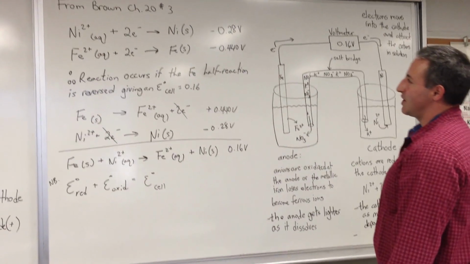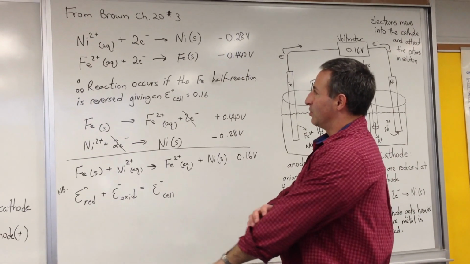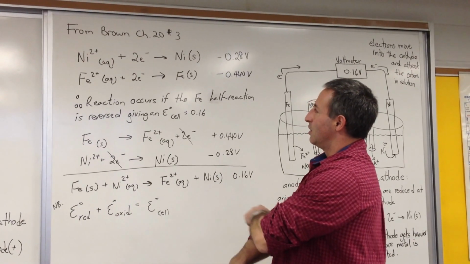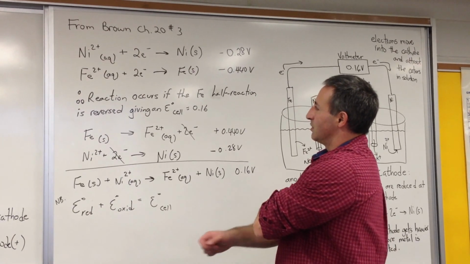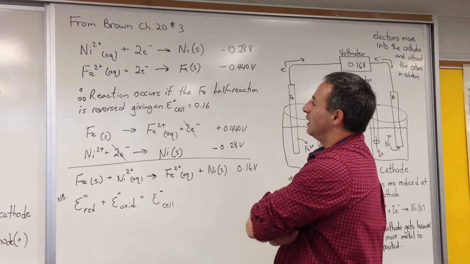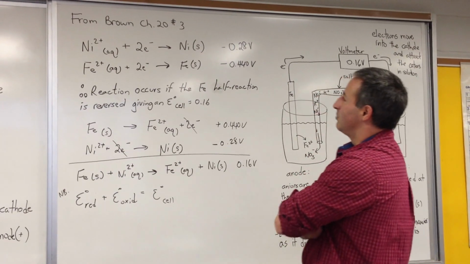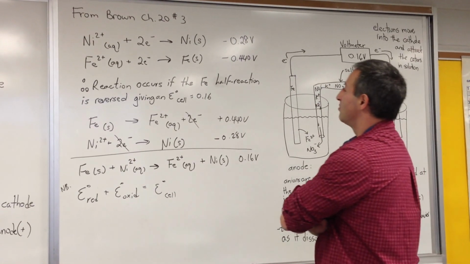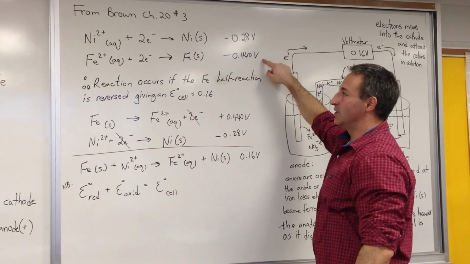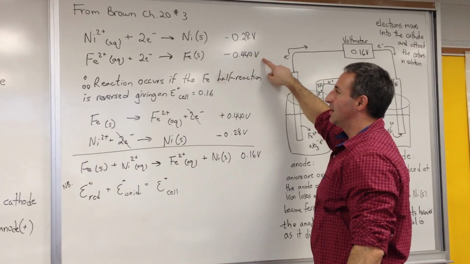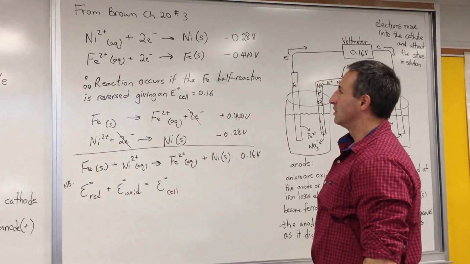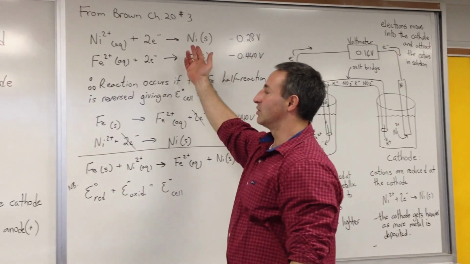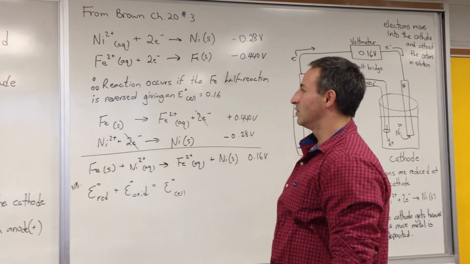In this example, drawn from Brown, chapter 20, number 3, we see two reductions. The reduction of the nickelous ion and the reduction of the ferrous ion by the addition of two electrons. Both of them have negative reduction potentials, which indicates that the reaction is actually likely to occur the other way around. So it's more likely for nickel to undergo oxidation, for iron to undergo oxidation.